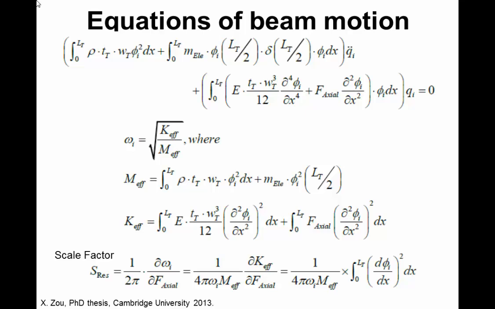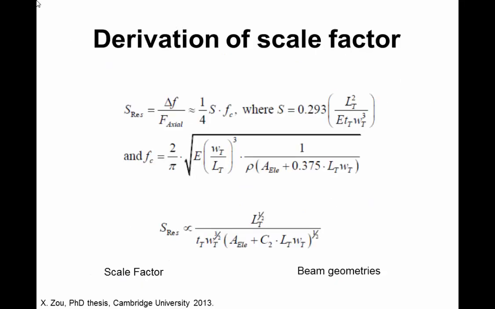And the resonant frequency of the vibrating beams can then be determined by writing out the expressions for the effective mass and the effective stiffness as a function of the mode shape and then the beam geometries. So once you have an expression for the resonant frequency, the scale factor here is defined as the gradient of that resonant frequency with respect to an inertial force. And in this case, this is simply the simplest form of force sensor that's being applied to the measurement of acceleration, and you can then come up with an expression for that resonator scale factor.